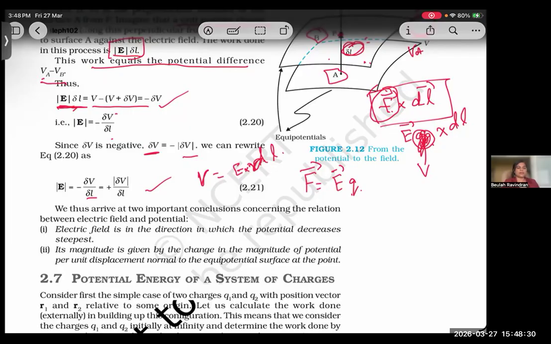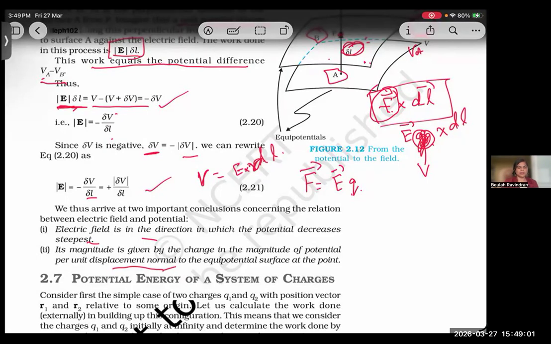So we can say the electric field is in the direction in which the potential decreases steepest. That's what I'm saying: the direction of the electric field is that in which the potential decreases steepest. Its magnitude is given by the change in the magnitude of potential per unit displacement normal to the equipotential surface at the point.